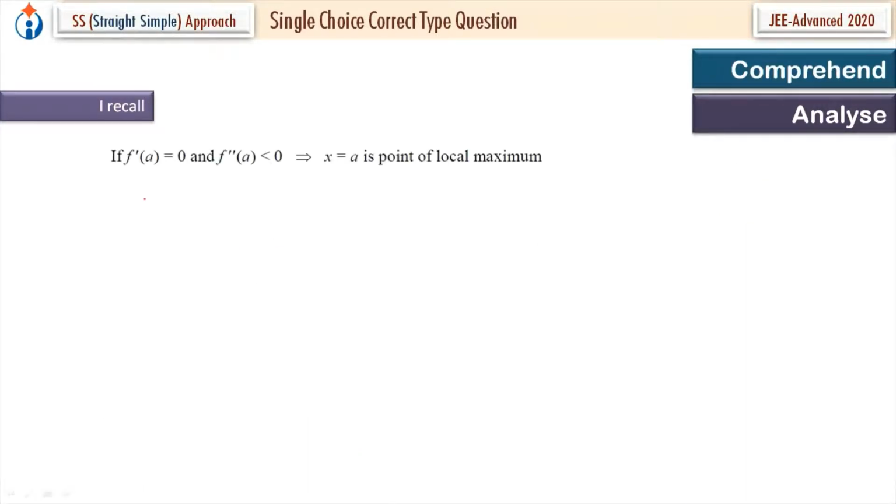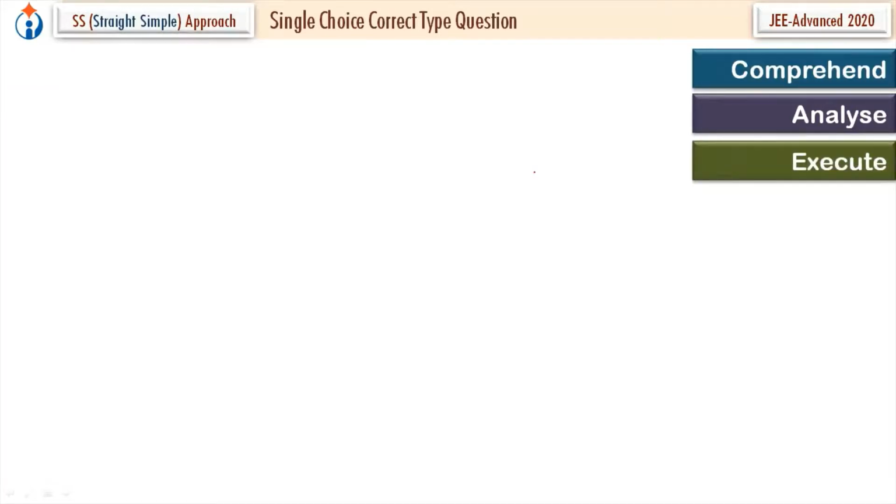So I recall, if I have to find the local maximum values, if f dash a is equal to 0, meaning a is the critical point, and f double dash a is less than 0, then x equal to a is the point of local maximum. NCERT concept, result from the NCERT book. We will use this. Let's calculate.